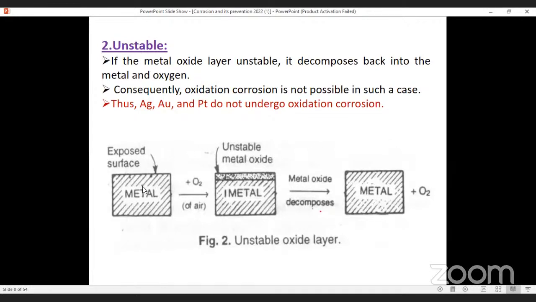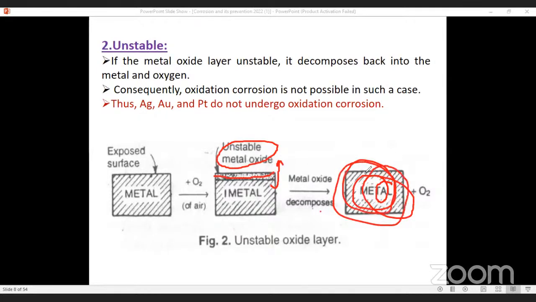So see here, just the picture. This is the metal, with the surface area exposed to the environment, and oxygen will be there. By absorbing oxygen, unstable metal oxide formation occurs. So this area is unstable, and even the remaining surface area of the metal may be exposed to the environment. Therefore, complete decay of the metal takes place when unstable metal oxide formation is there, right?